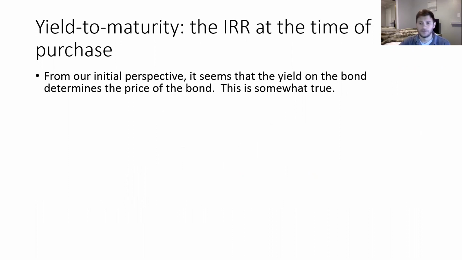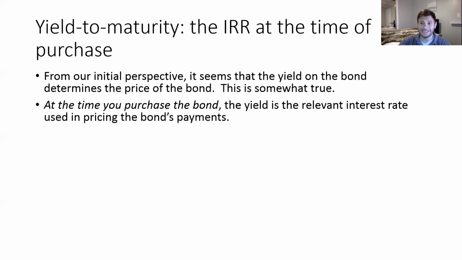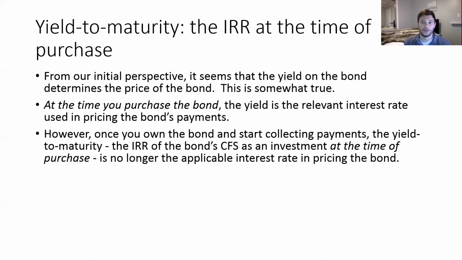From the initial perspective we've been taking, it seems that the yield on the bond determines the price. You give me the interest rate, I can discount the payments, I can get the price. And at the time you purchase the bond, the yield is absolutely the relevant interest rate used in pricing the bond's payments. However, once you own the bond and you start collecting payments and time passes, interest rates change. And the yield to maturity, which was the internal rate of return of the bond's full cash flow stream when you purchased it, may no longer be the applicable interest rate in pricing the bond once things have changed.